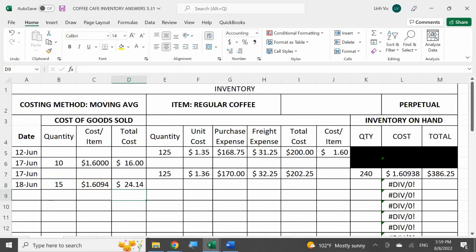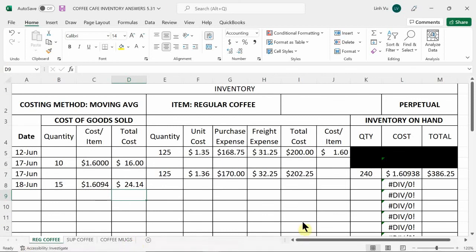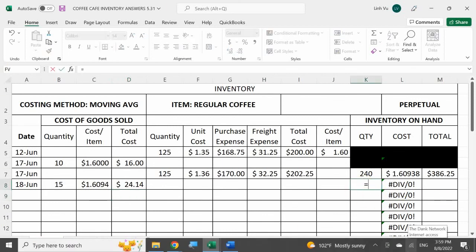$24.14. So, since I used this coffee, I need to take it and get rid of it in my inventory on hand. So, if I used 15 pounds, how many pounds should I have left? 225. You should have 225 pounds left.